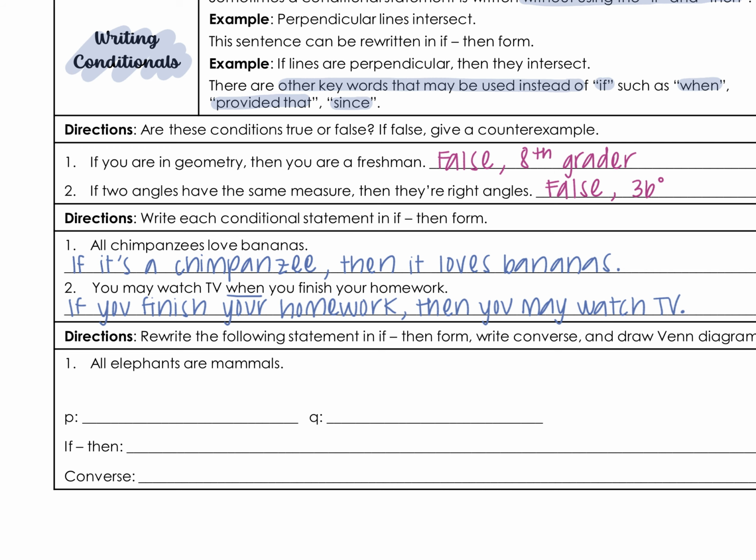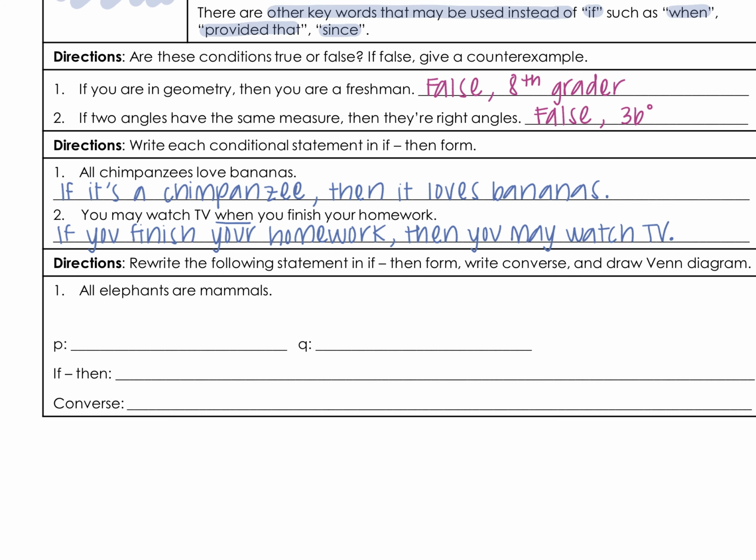So moving on to our last section, we've got directions tell us rewrite the following statement in if-then form. We're going to write the converse, and then we're going to go ahead and draw a Venn diagram as well. Okay, so before we do that, we're going to start with just identifying what is my P, what is my Q. Remember, P stands for the hypothesis, and Q is for my conclusion. Okay, so all elephants are mammals. My hypothesis here is going to be the elephants. And my conclusion is the mammals.